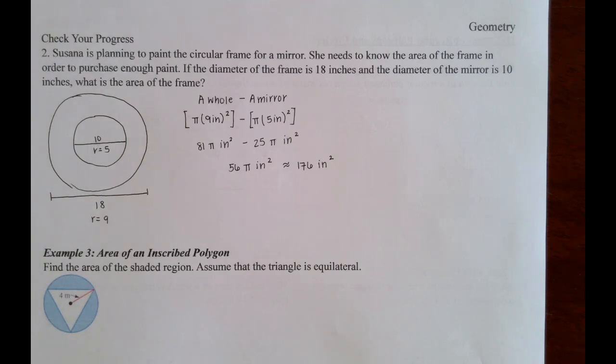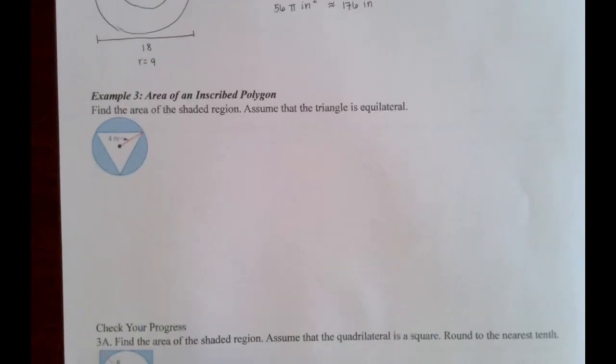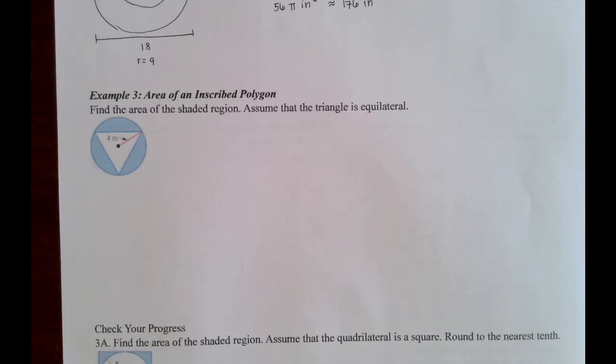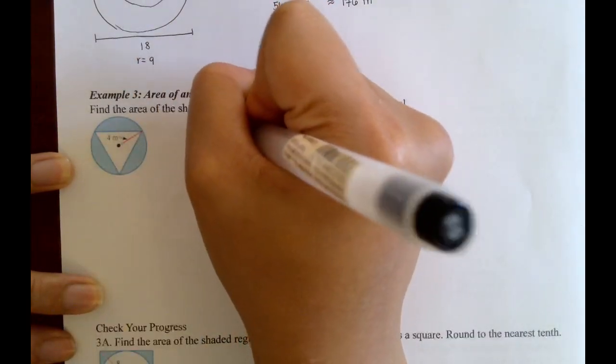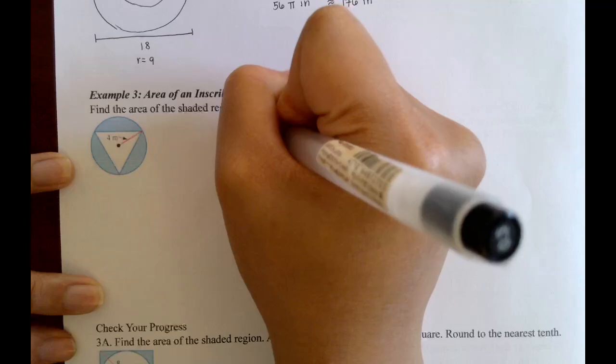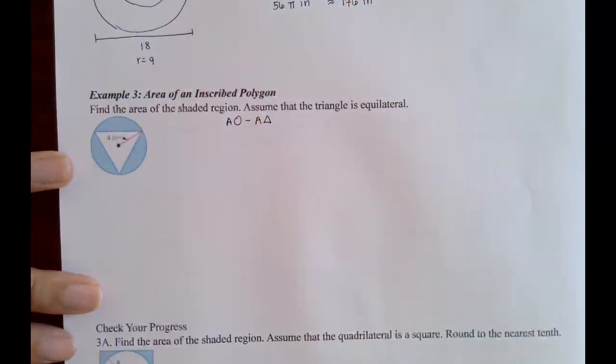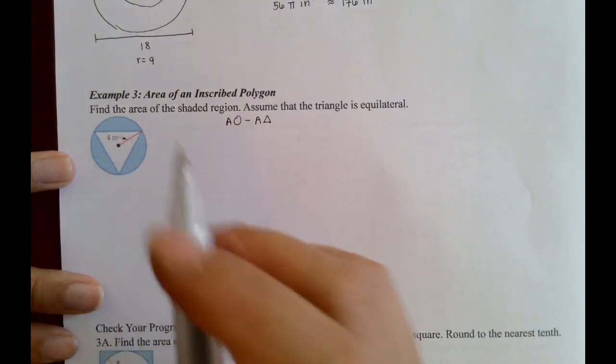So the last part here. The last example here is to find the area of the shaded region. We're assuming here from the directions that the triangle is equilateral. So basically, in order to find the area of the shaded region, we need to do the area of the circle minus the area of the triangle. Area of a circle is easy because we already know the radius. But finding the area of the triangle is going to be a little bit harder.